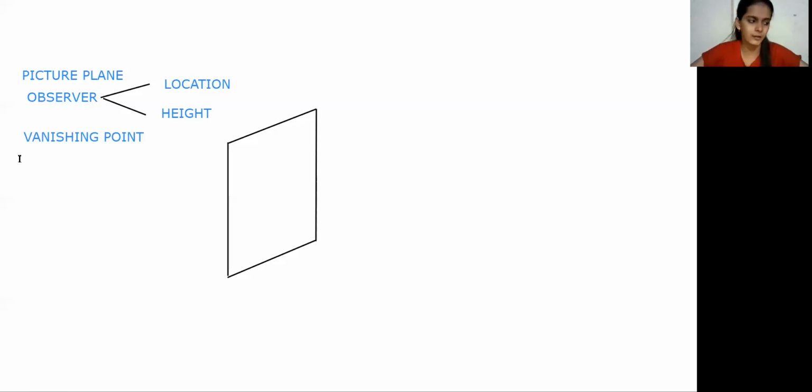Now consider another thing, that is measure line.